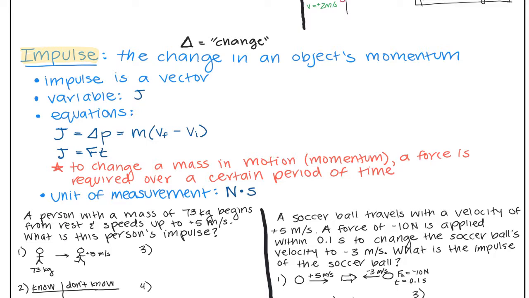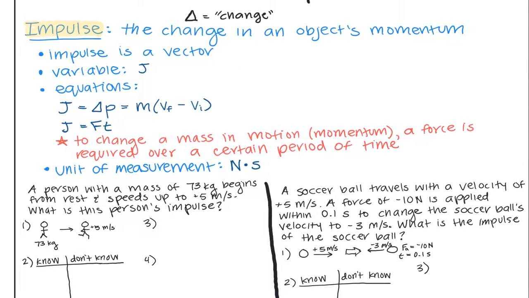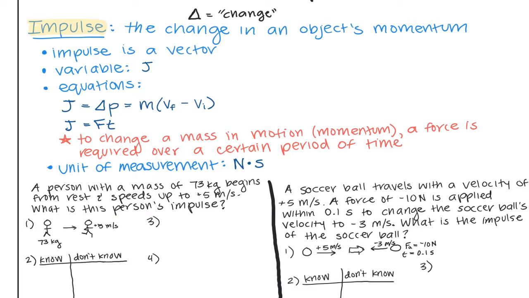Right? So impulse is also a vector. It cares about how much impulse there is, as well as the direction of the impulse. The variable that we use for impulse is a capital letter J. Again, I am not really sure why, aside from the capital letter I was already taken. So we are using a capital letter J to calculate impulse.